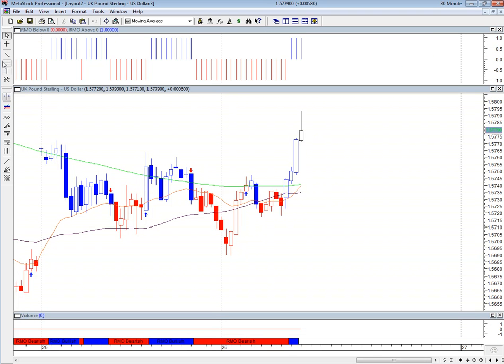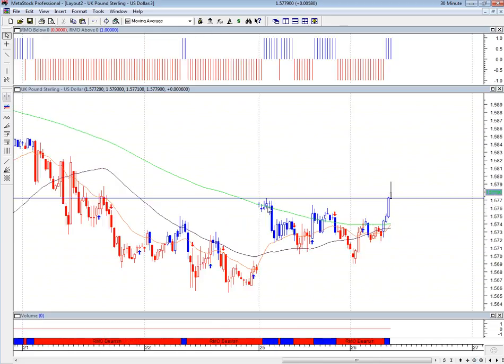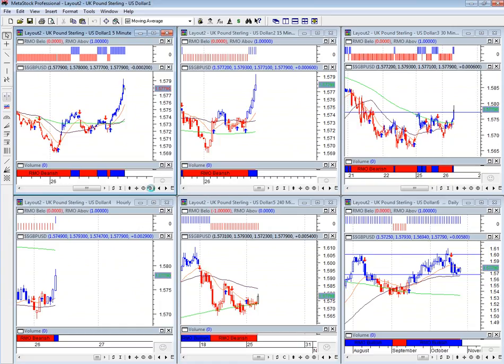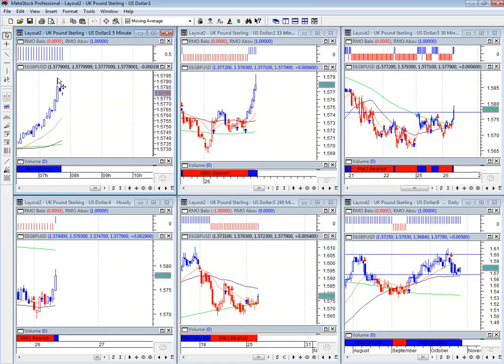Sorry, I'll bring up the 30 minutes so you can see that. So as long as the pair can stay above this high here, just about 1570-700, then we could see further upside movement. Okay, you can see a bit of a pullback occurring as we speak on the 5 minutes. I'll zoom that in. You can see a pullback.